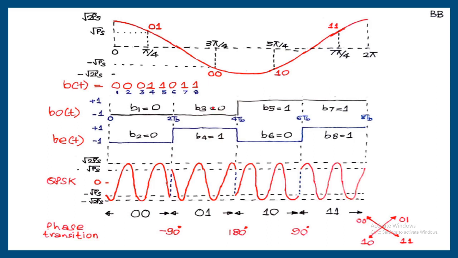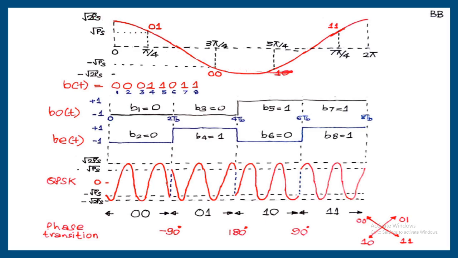Now how to draw that QPSK waveform? Here first I am showing a cosine wave. Cos 0 is equal to 1. So this waveform is root 2 Ps cos omega 0 t. So at t is equal to 0, it will be cos 0, which is 1, into root 2 Ps. So amplitude is root 2 Ps.